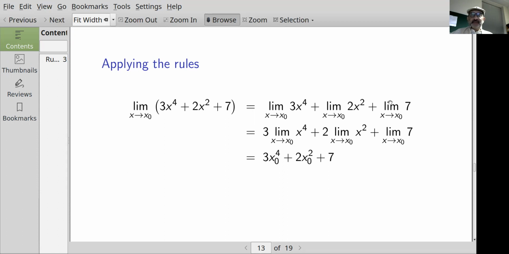Okay, now the limit as x goes to x naught of x to the fourth. Well, as x gets really, really close to x naught, x to the fourth gets really, really close to x naught to the fourth. As x gets really close to x naught, x squared gets really close to x naught squared. And as x gets really close to x naught, 7 is arbitrarily close to 7. So we get 3x naught to the fourth plus 2x naught squared plus 7. So these rules allow us to break up and manipulate the limits of a function, and we can take a more complicated function and break it up, taking limits of smaller pieces.